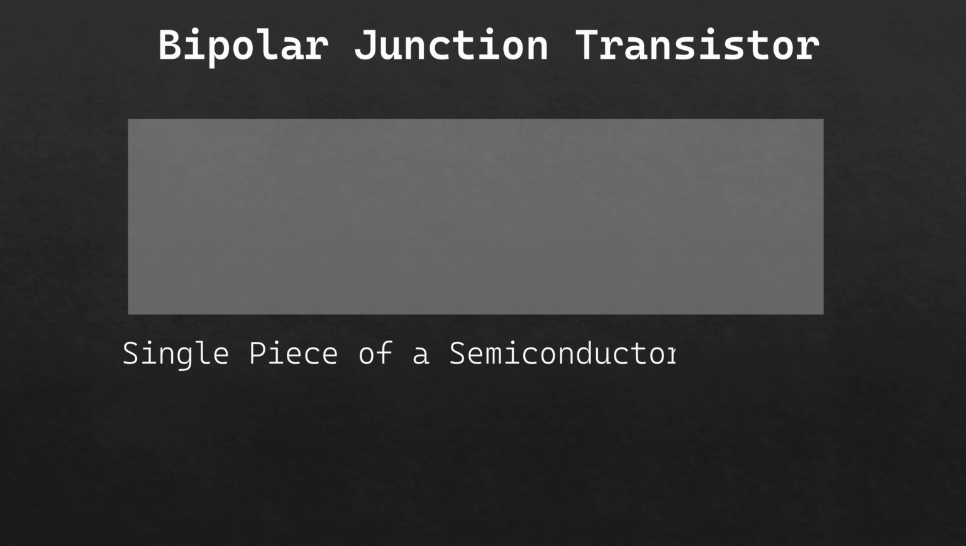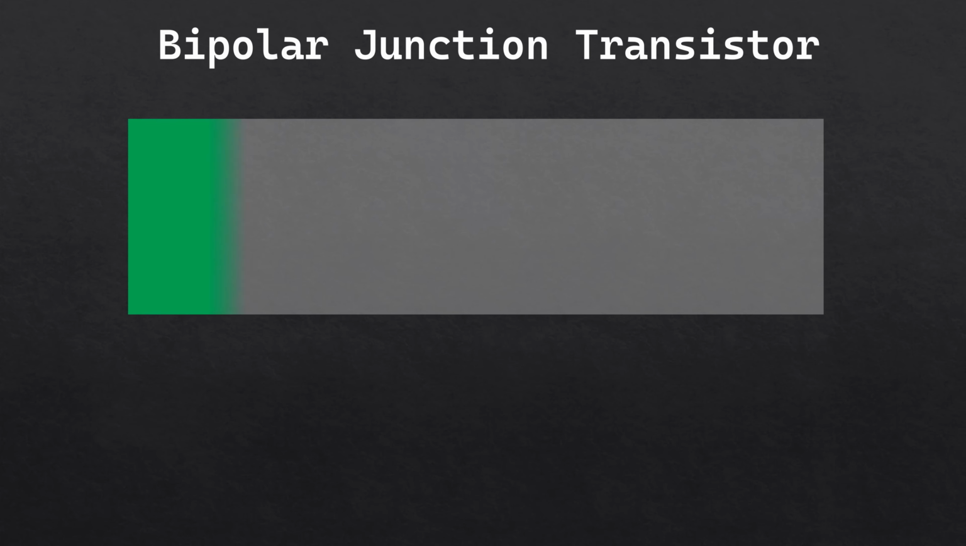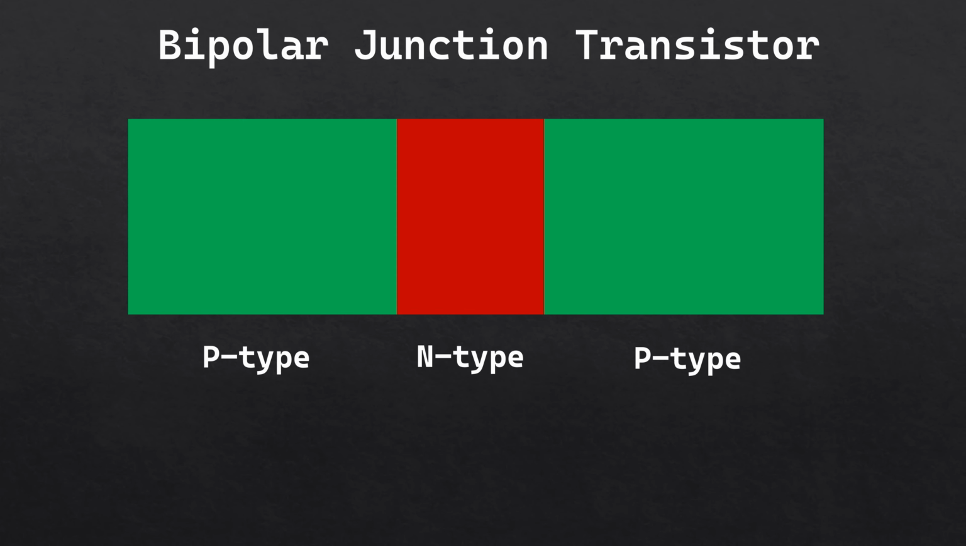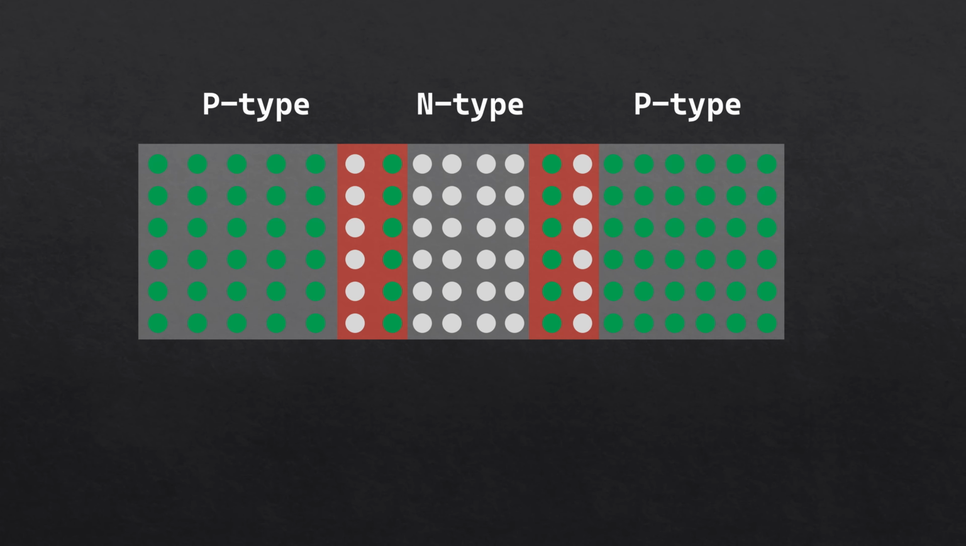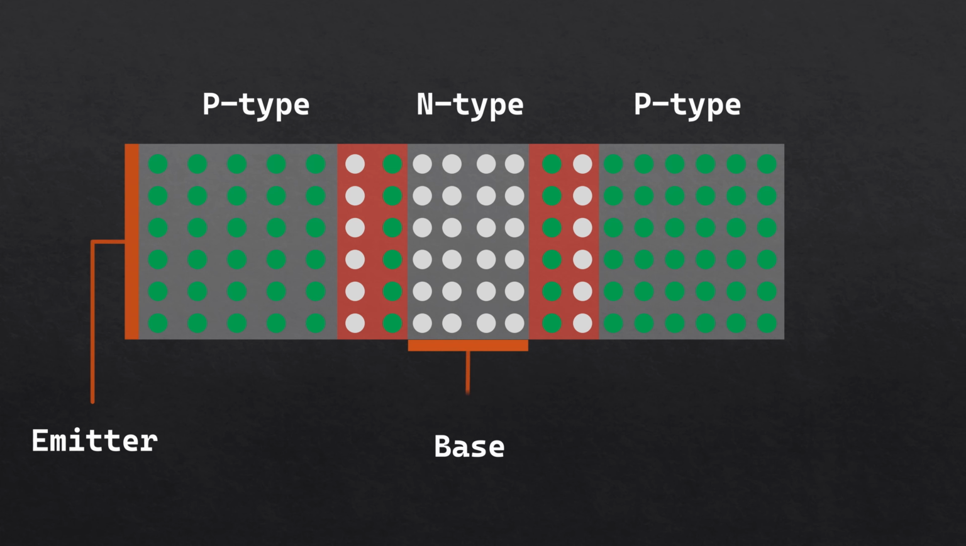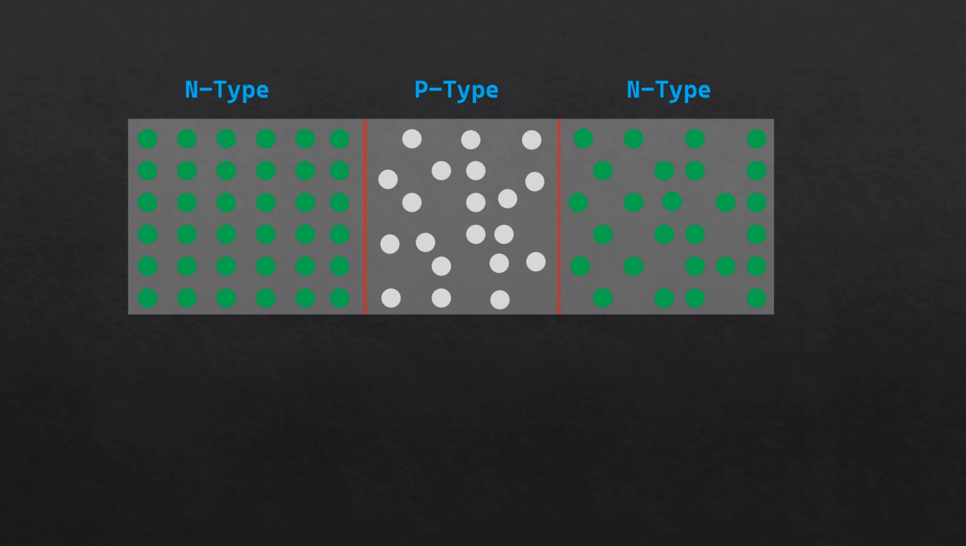Basically, the bipolar junction transistor consists of two back-to-back PN junctions manufactured in a single piece of a semiconductor crystal. These two junctions give rise to three regions called emitter, base, and collector. A bipolar junction transistor is simply a sandwich of one type of semiconductor material between two layers of the other type.